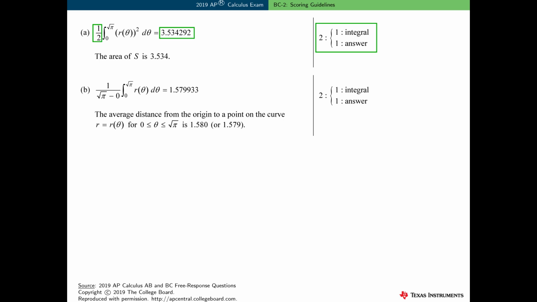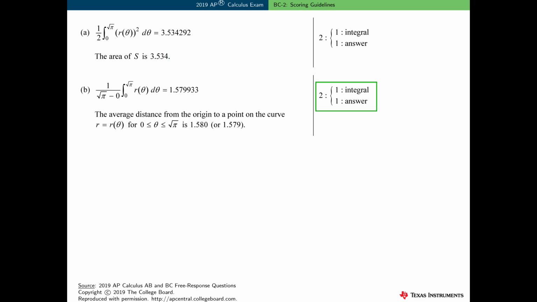The second point was for the answer, and that means including the 1/2 in front and for using technology to find the area. Now, the answer here is written with 6 places to the right of the decimal, but the student must only report 3 places to the right of the decimal, rounded or truncated. And in this case, that's the same value, 3.534. When scoring the exams, all extra digits to the right are ignored.